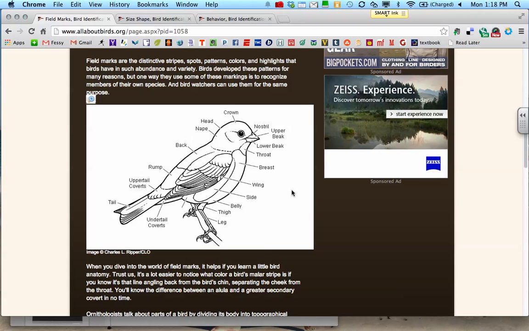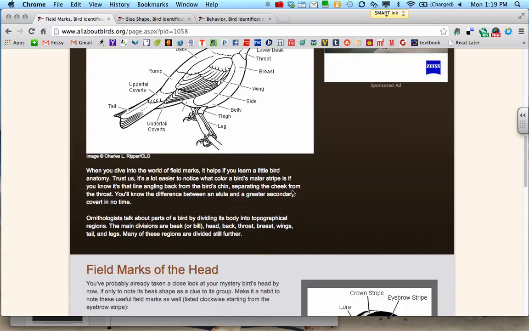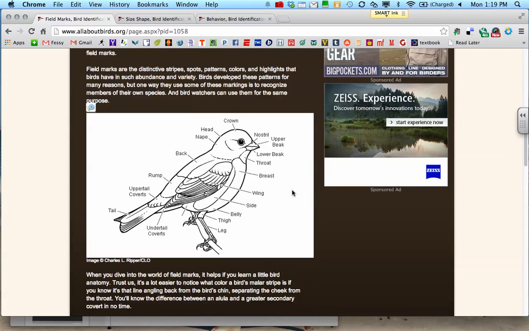Field marks will be these parts with distinct colors, and that'll be the combination that makes the field mark when we get into the specifics of the bird. But this picture right here, critically important. We'll come back to it in class, but you'll always want to remember these parts of the birds.